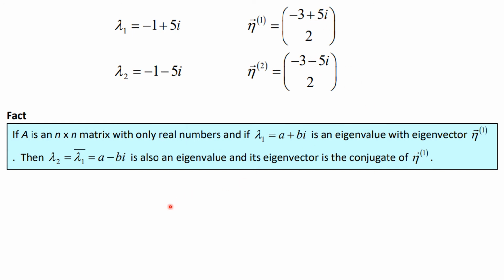Now, we didn't prove this, but it truly is a fact that if A is any n by n matrix with only real numbers, and lambda_1 equals a plus bi is an eigenvalue with eigenvector eta_1, then lambda_2 equals lambda_1 bar equals a minus bi is also an eigenvalue, and its eigenvector is the conjugate of the one we had before. And we can use that in our calculations. And that even could have shortcutted this calculation a bit.